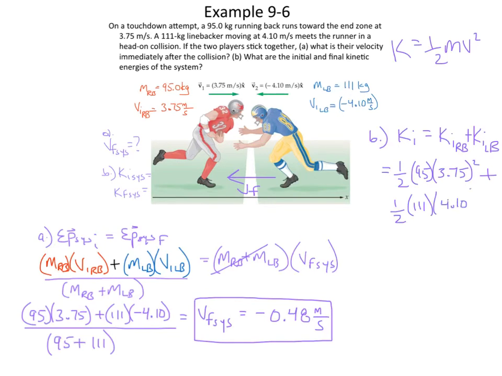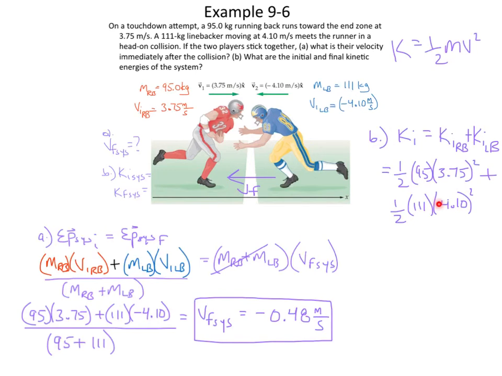So that's our running back, and our linebacker is 1/2 times 111 times 4.10 squared. All right. Now, I didn't put the minus sign in there because, well, it goes away anyway, right? Anything negative squared is going to be just a positive value. So I left the minus sign out, but if you really want to, you can put the minus sign in there. It'll go away.